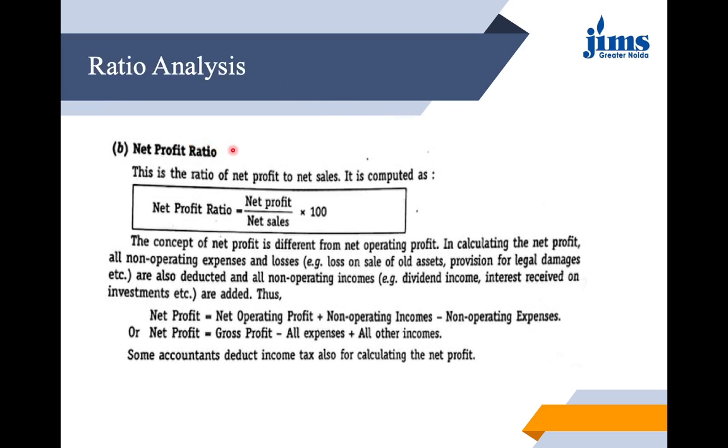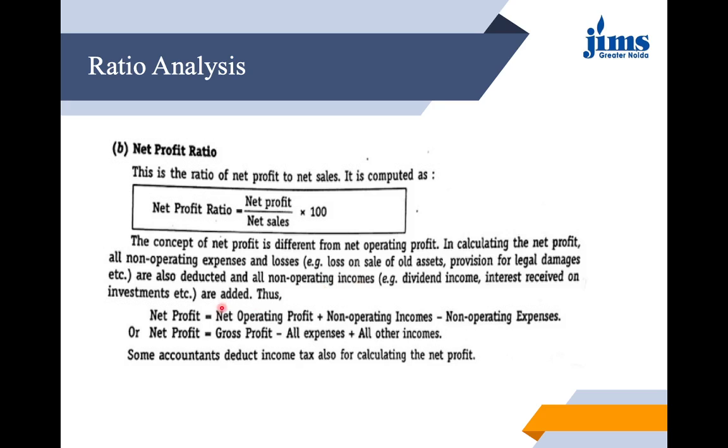Net operating profit is simply net profit upon net sales into 100. So here we have the concept that net profit is different from net operating profit, because in calculating net profit, all the operating expenses and losses, like the loss on sale of old assets and provision for legal damages, are also deducted, and all non-operating incomes, like dividend income, interest received, and investments, are added to it.